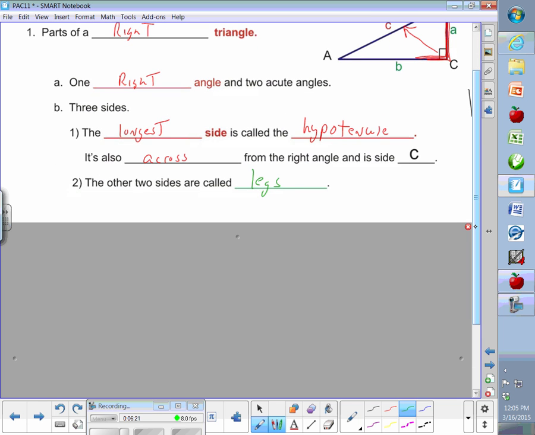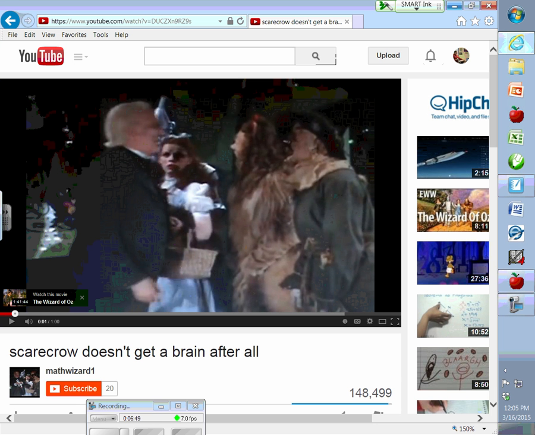All right, so let me pause a second here and see if I can get something to help us with the actual Pythagorean theorem. How many of you have seen The Wizard of Oz? All right. One of the three characters goes to quote the Pythagorean theorem. They actually mess it up, but they do go to quote it. Anybody know which character goes to quote the Pythagorean theorem? Nick? Tin Man. Is it the Tin Man? It is the Scarecrow.